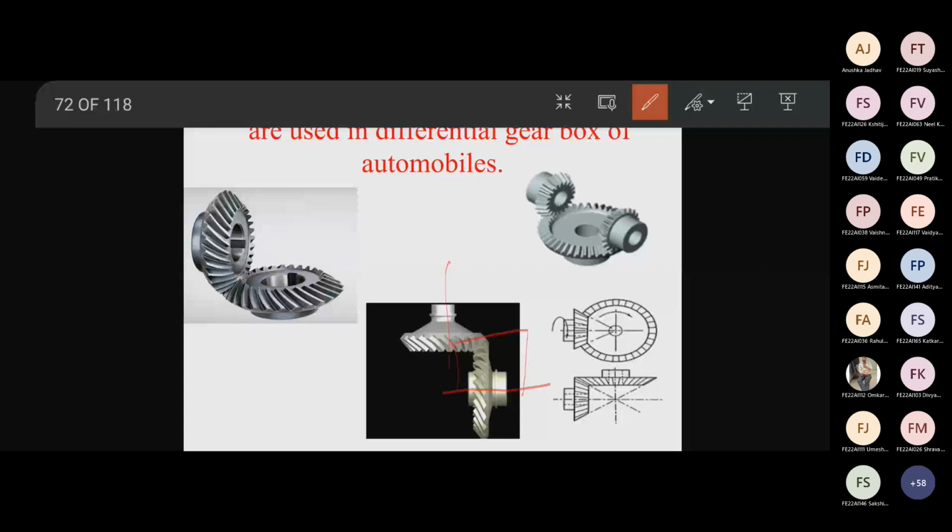You can see here, it has two circles. This is the diagram in both views, first view and second view, right? That is how the bevel gear is there.